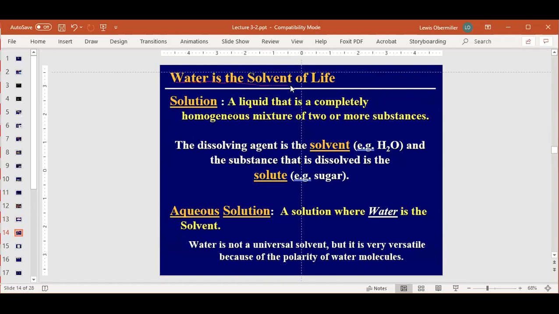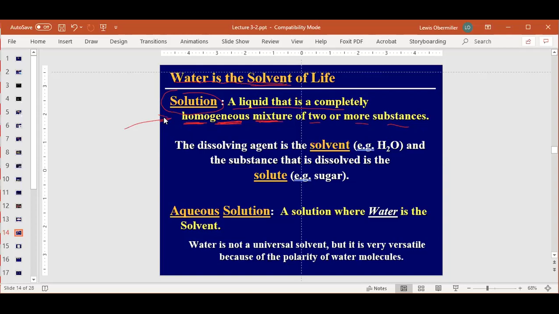Water is a great solvent. And we're going to talk about what a solvent is right now. So these are some terms you need to know. A solution is a liquid that's completely homogeneous. This means same mixture of two or more substances.